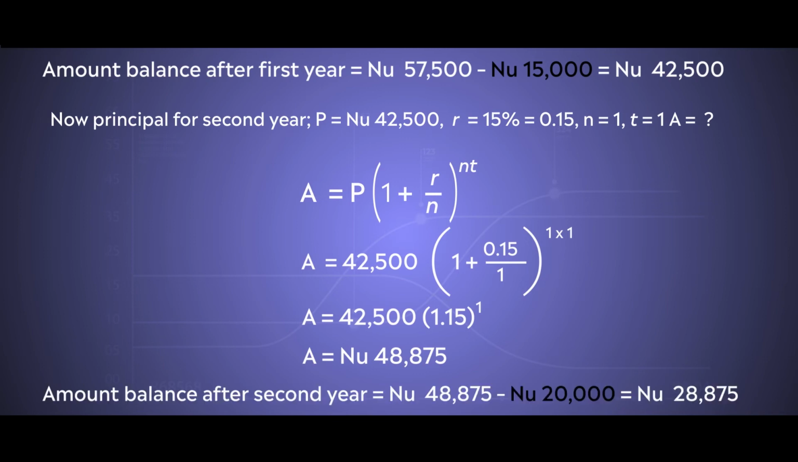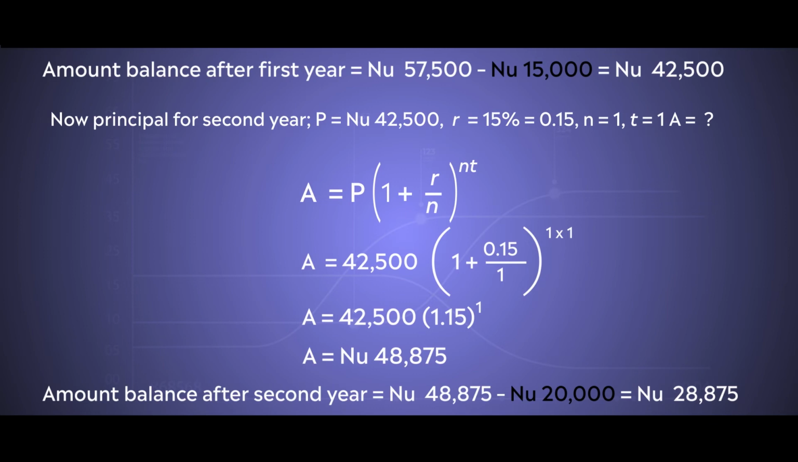Then you have an agreement plan that in the second year you are going to pay Nu 20,000. Therefore, this Nu 20,000 you have to subtract from the amount of the second year. It will be 48,875 minus Nu 20,000, which is equal to Nu 28,875. This balance will be taken as the principal for the next year.